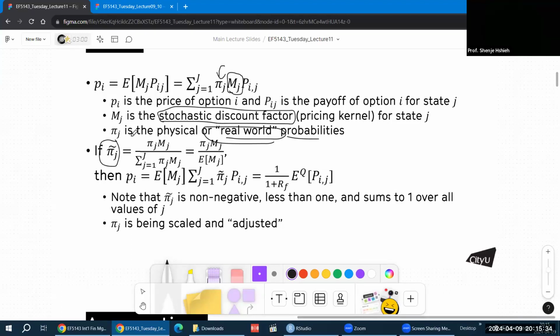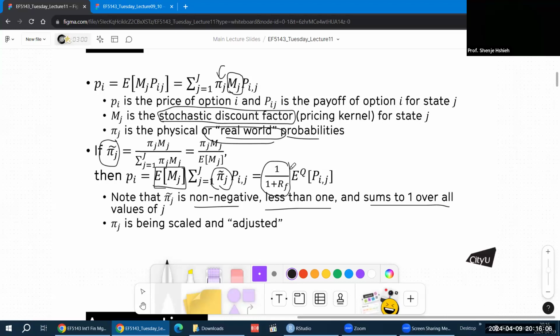It's easy to check that this is going to be non-negative, less than 1, and will sum to 1. Okay, it behaves much like probabilities, right? And use this pi tilde to now take the average of the payoffs. So now we're working with pi tilde. We can take out this expected discount factor and just think about that as 1 over the risk-free rate.